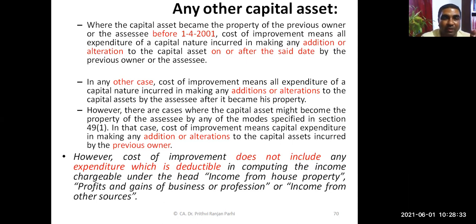Cost of improvement does not include the expenditures which are deductible under some other heads, like income from house property, profits and gains of business or profession, and income from other sources. If some expenditures are deducted under those heads, you cannot claim them as cost of improvement here. So friends, thus broadly we have covered how to compute capital gain. Is it clear to you up to this?